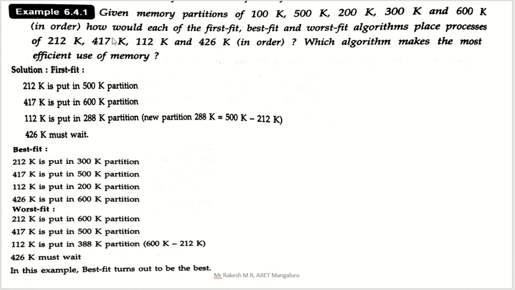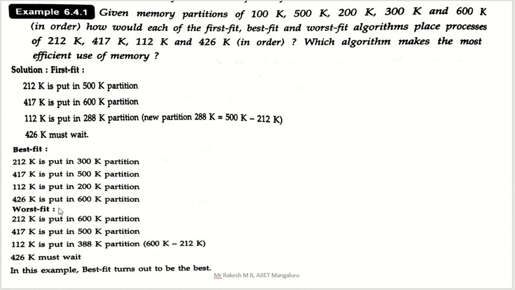Now the second process, 417. Compare again. We can't put it in 100, and we can't put it in 200 or 300. We can put it in 500, and 600 also fits, but 500 is the smaller one, so put 417 in 500K. Then 112: the smallest frame for 112 is 200, so take that. Then 426 is added in 600. These are the best fit placements.